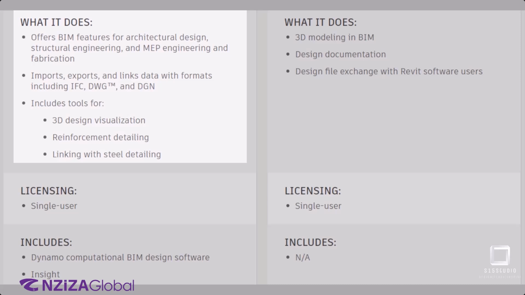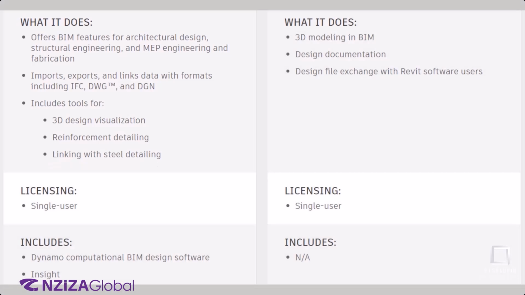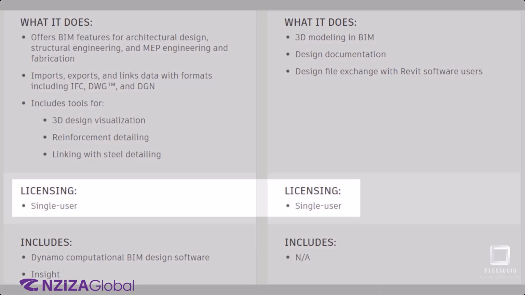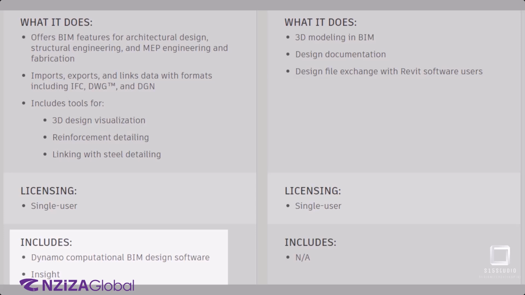Imports, exports, and links data with formats including IFC, DWG, and DGN. Includes tools for 3D design visualization, reinforcement detailing, linking with steel detailing. And with Revit LT, we have 3D modeling in BIM, design documentation, design file exchange with Revit software users. Both Revit and Revit LT have a single user license, while full Revit includes Dynamo computational BIM design software and Insight, Revit LT does not.